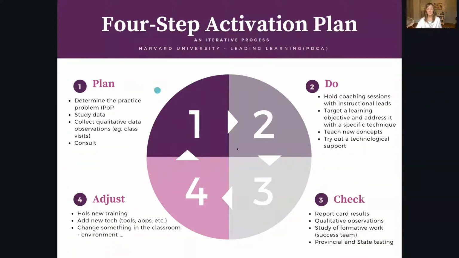So basically, this is what I call a 4-step activation process. When you notice that there is a misalignment, you can start this process, put this framework into practice. So the first part is all about planning. And planning is, you're going to be determining what your problem of practice is. Okay, what is the issue I'm seeing right now?